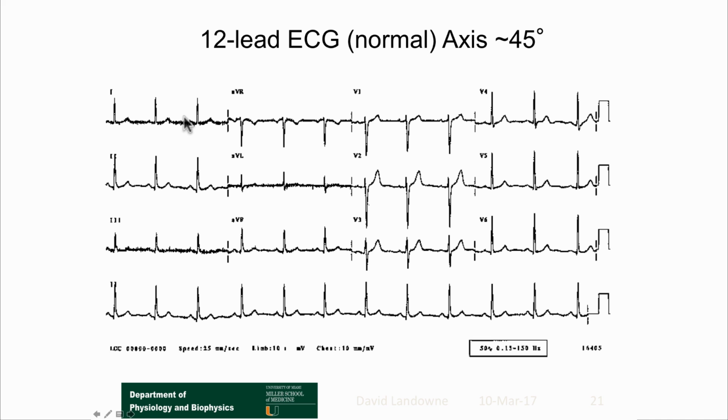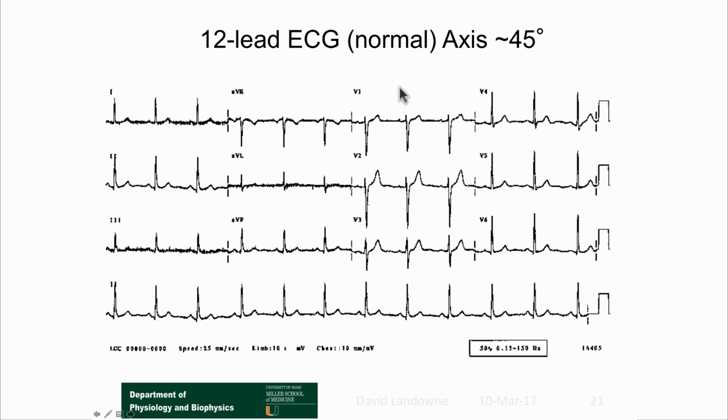The first section corresponds to leads 1, 2, and 3 shown here. The second section corresponds to AVR, AVL, and AVF, and the last 2 sections correspond to the chest leads going from V1 to V6. So let's take a look at the R waves, which are shown here, and see if they look like what we think they should look like for a mean axis of depolarization of 45 degrees.